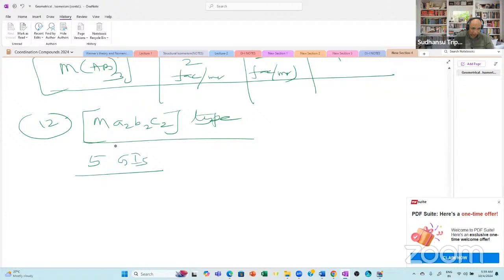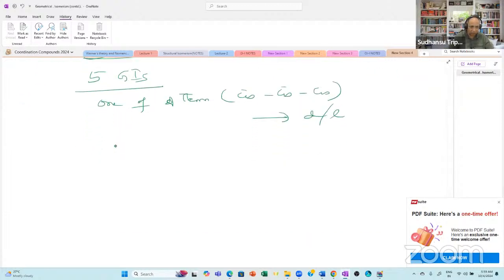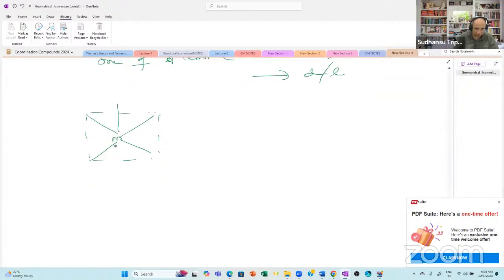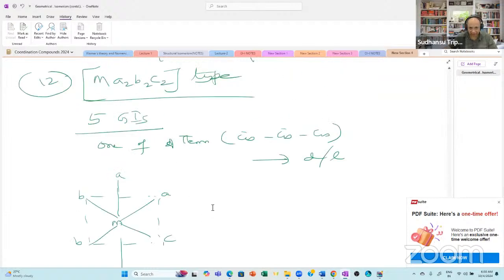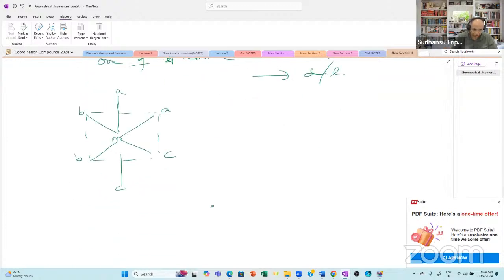And out of that, one of them, which is called cis, exists as a DL pair. So 5 plus 1, 6. I'll tell you how you visualize 6 in so many different ways. One of the ways: all cis, AA cis, BB cis, CC cis. This is called cis. Now you change this. This is cis, all cis.